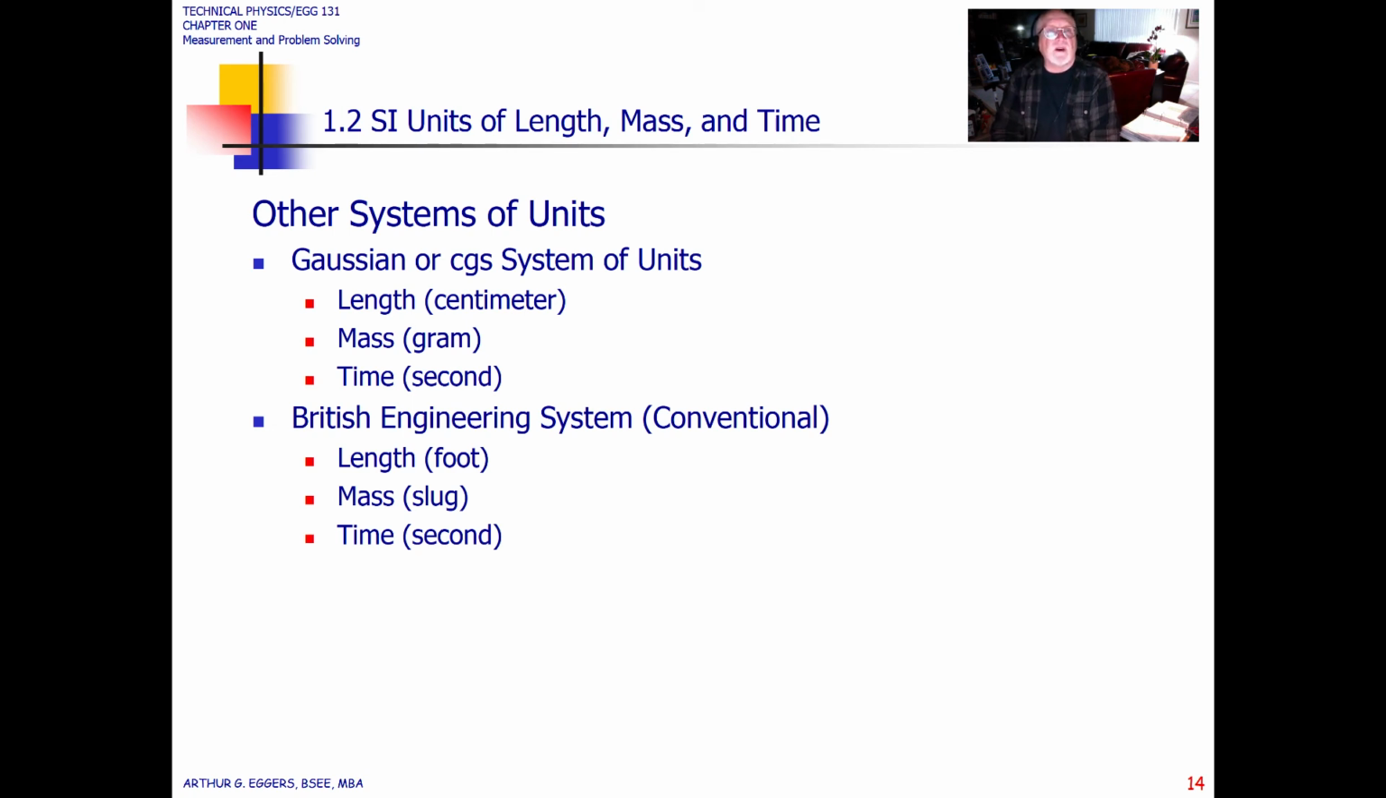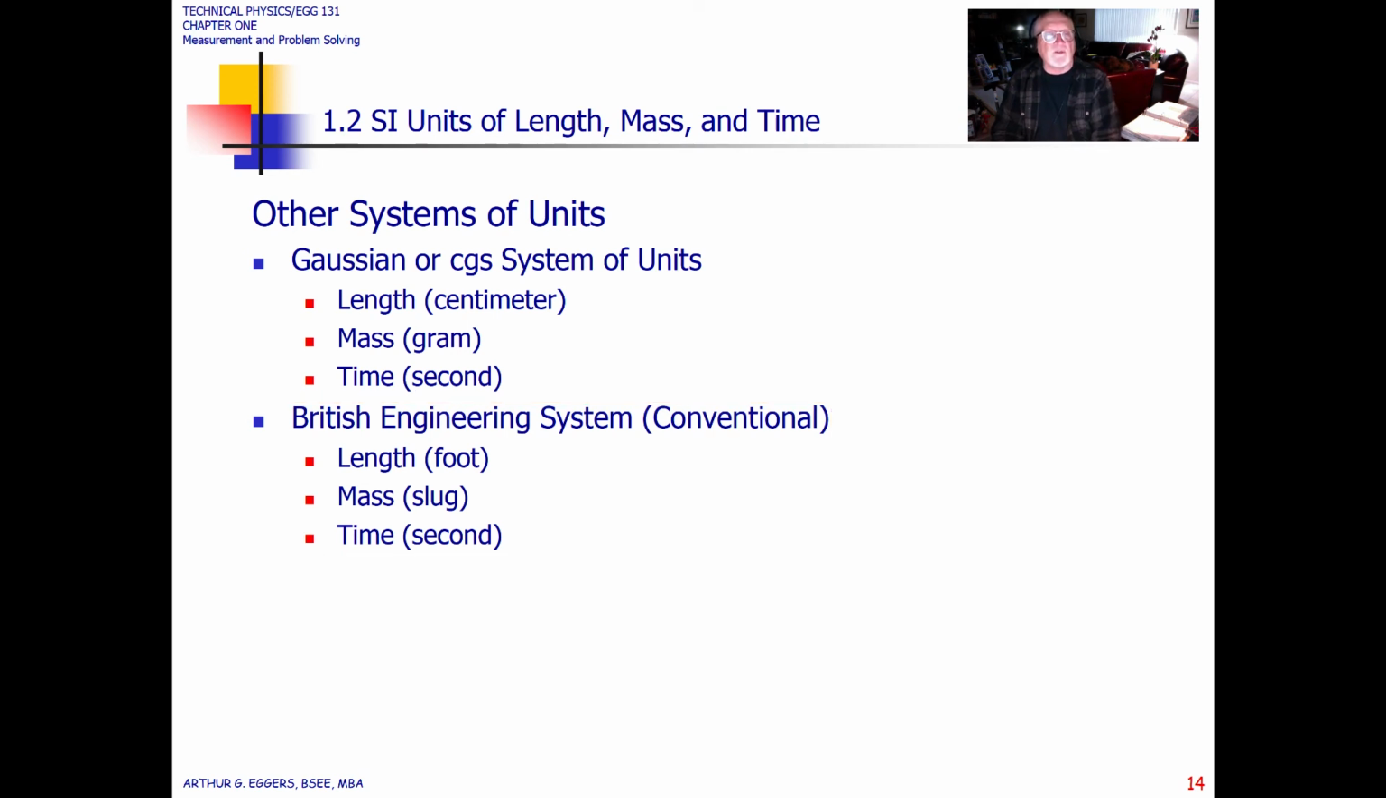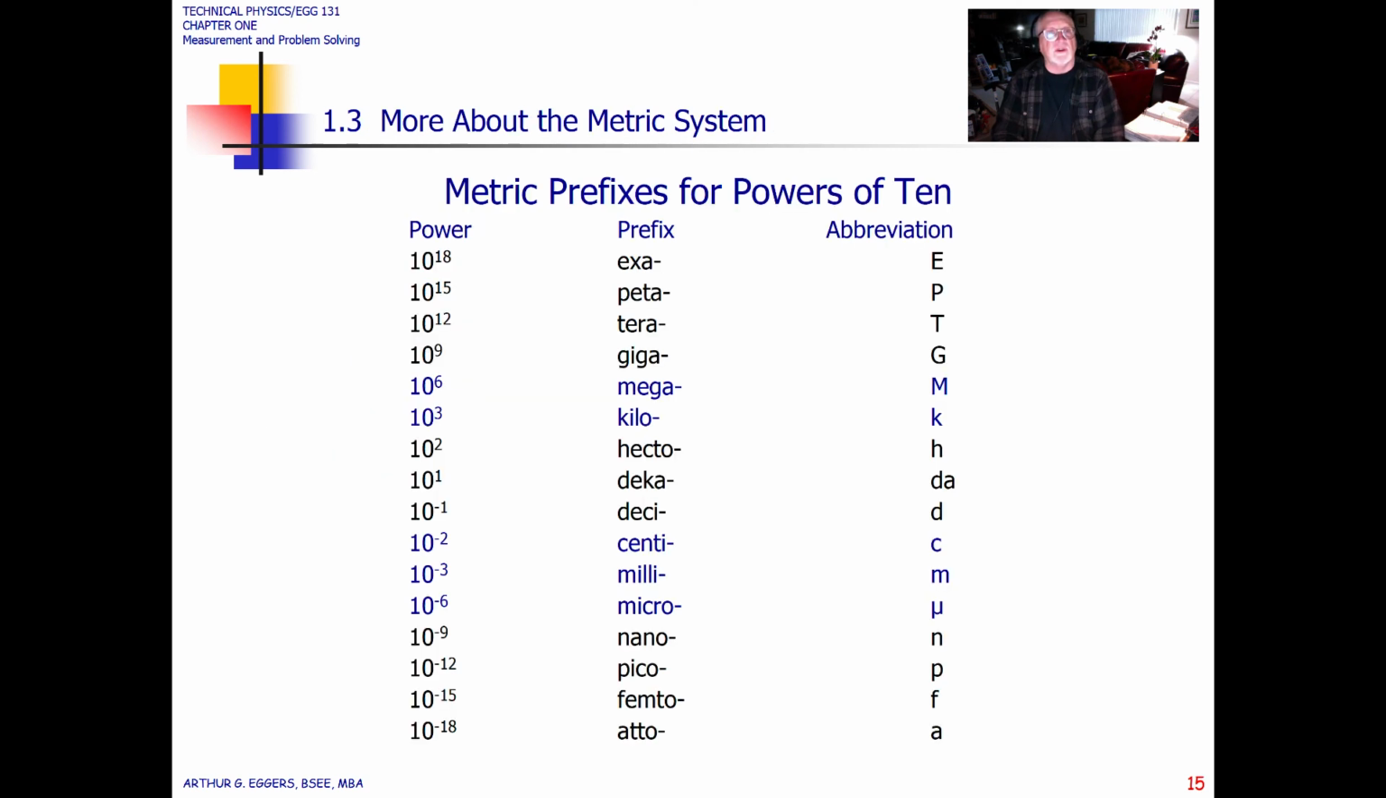Other systems of units, the Gaussian and the British systems. The Gaussian or the CGS system uses units of measures of centimeters, grams, and seconds as length, mass, and time. In the British engineering system, or the conventional system, we use the foot, a slug, and a second. So you can see that we vary between several units of measures and systems of units in order to come up with commonly used units.